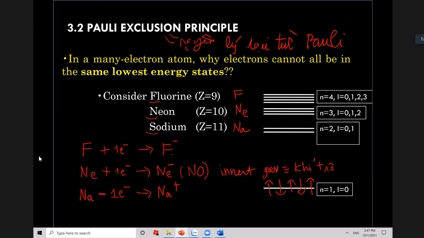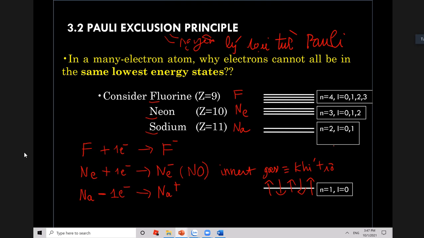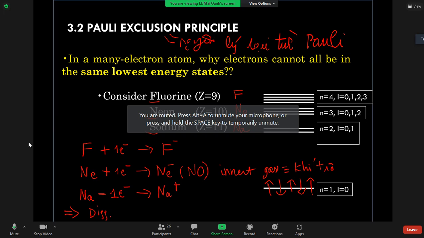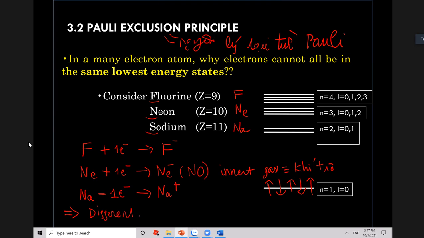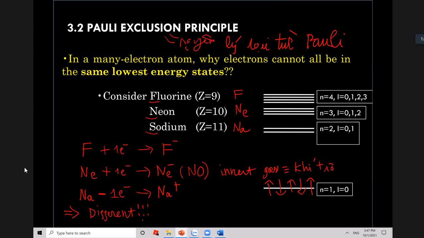So as you can see, the chemical properties of these elements are similar or different from each other? The chemical properties the same or not the same? Yes, very, very different from each other. One has oxidizing properties and the second has none.